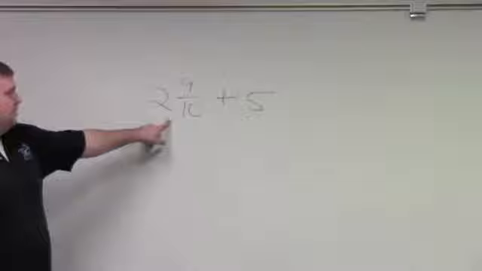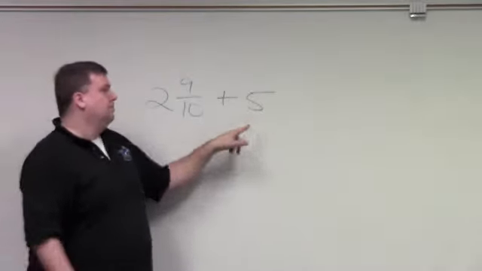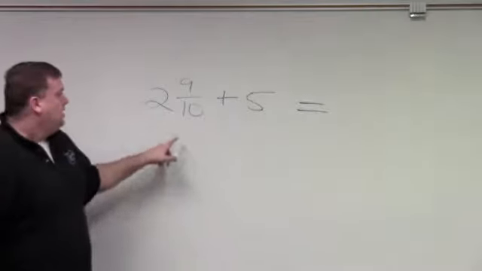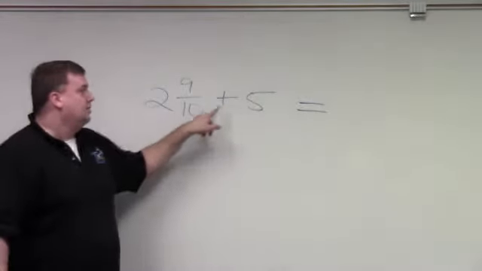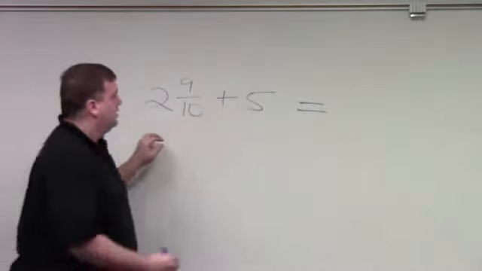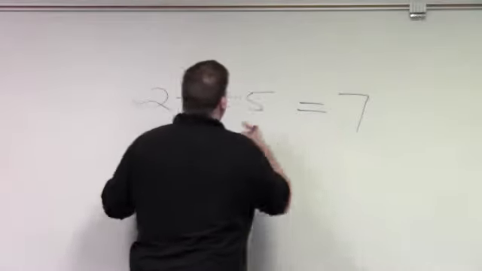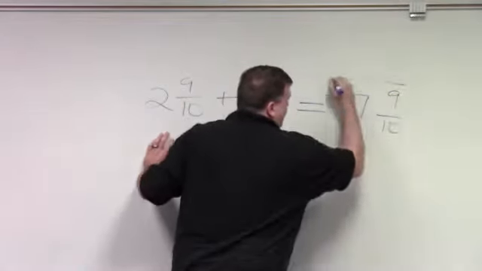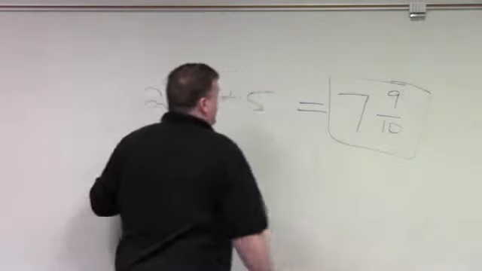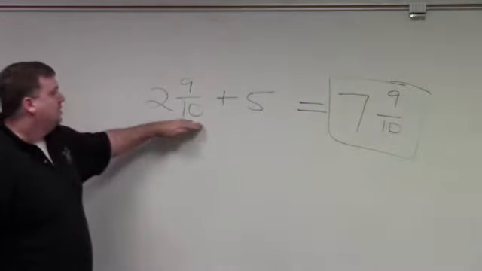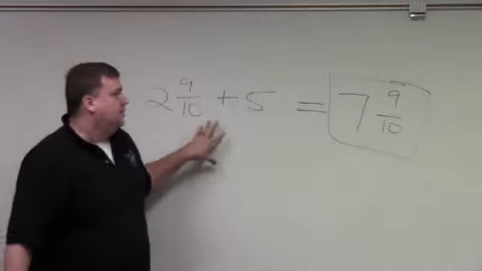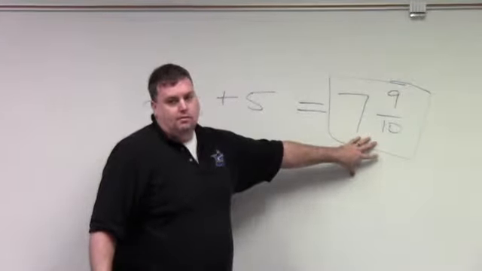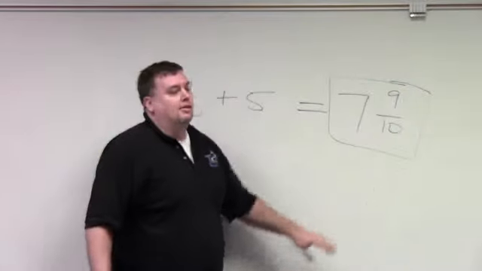If you ever have a mixed number added to a whole number, there's no need to go through the process of finding a common denominator. You can just add your whole numbers together. 2 plus 5 is 7. And then just carry the fraction. And you're done. So if you ever have a mixed number plus a whole number, you can just go straight over here. You don't have to go through the process of doing the common denominator and all that.